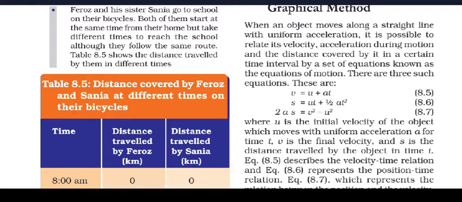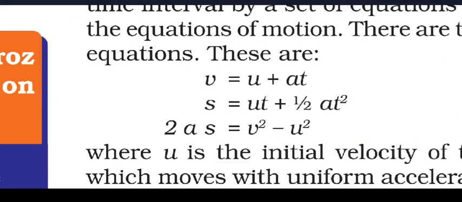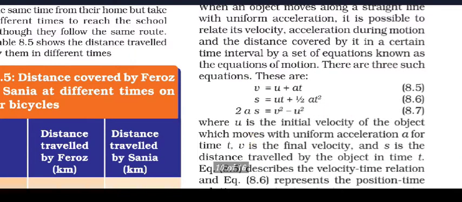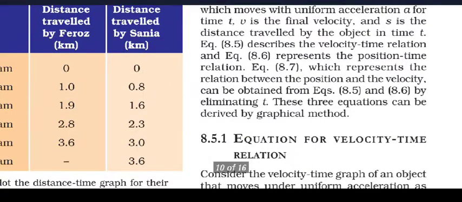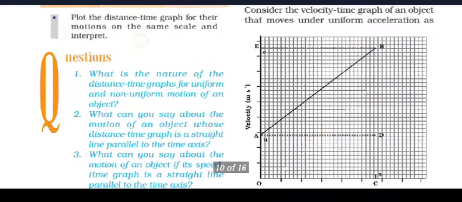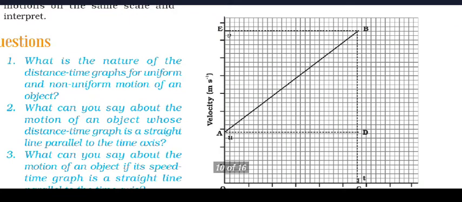Here you can see the three equations. I hope you all see this. Firstly, v is equal to u plus at. Second one is s is equal to ut plus half at square. And third one is 2as is equal to v square minus u square. Here v represents final velocity, u represents initial velocity, a represents acceleration, and t represents time, of course. These are just some of the notations we have to use.